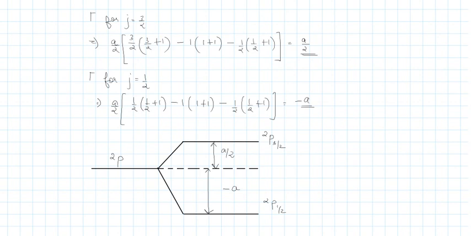Mind you, the spacings from the hypothetical positions are not the same. For J equal to 3 by 2, gamma is A by 2, whereas for J equal to half, gamma is minus A. So when you are drawing the levels from the hypothetical position, the spacing of P half from the hypothetical position should be twice that of the spacing of P 3 by 2 from the hypothetical position.